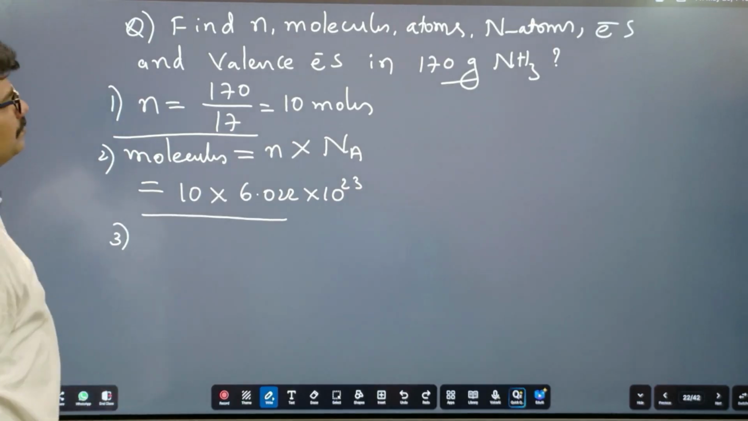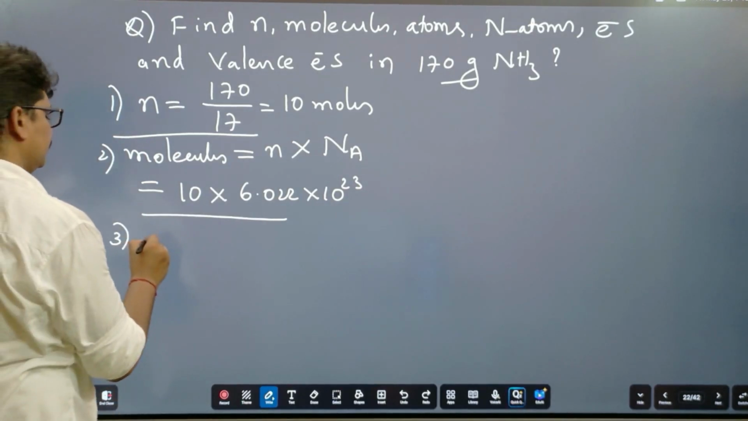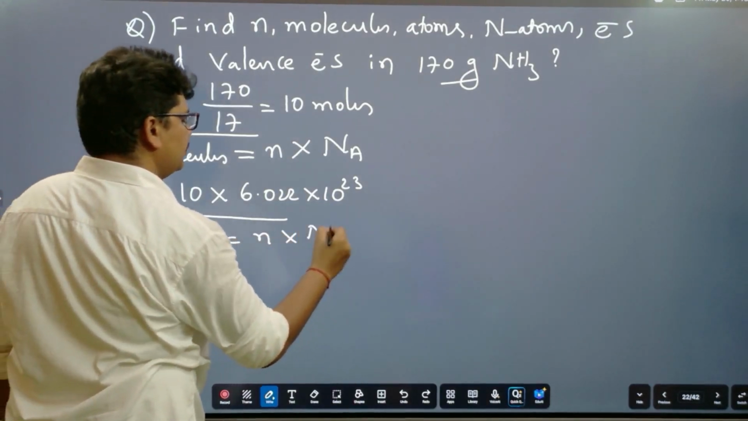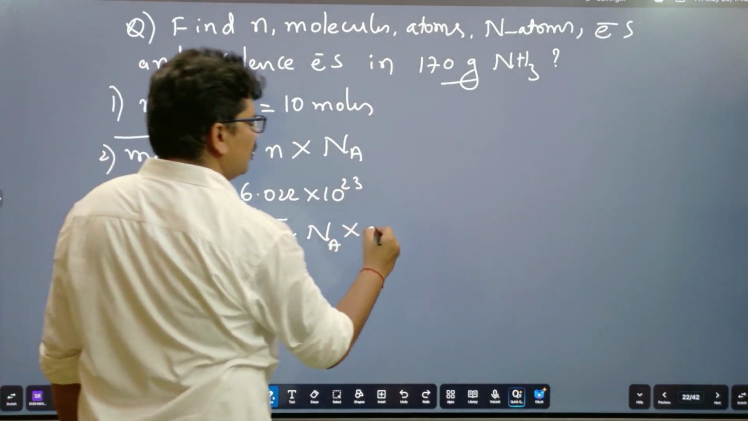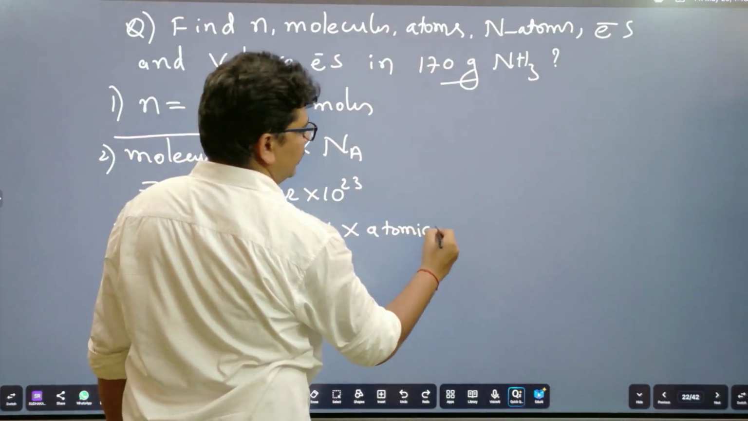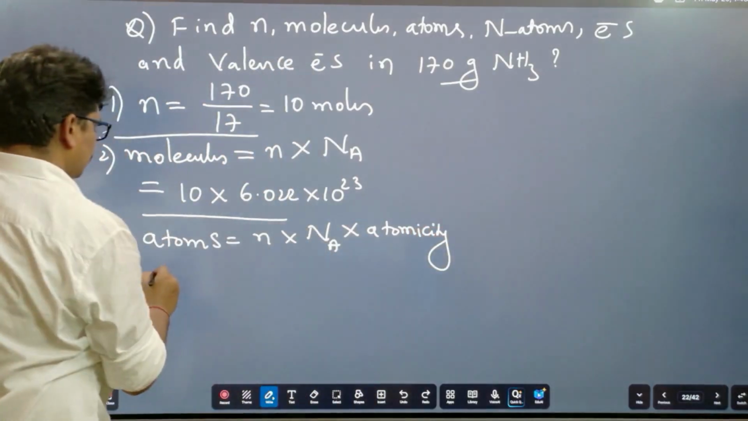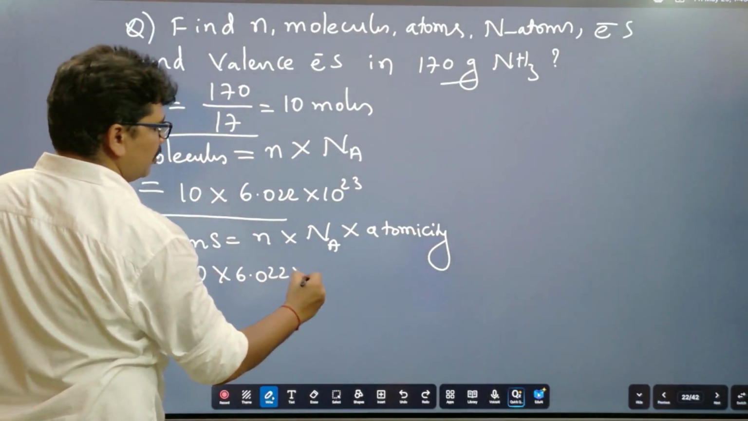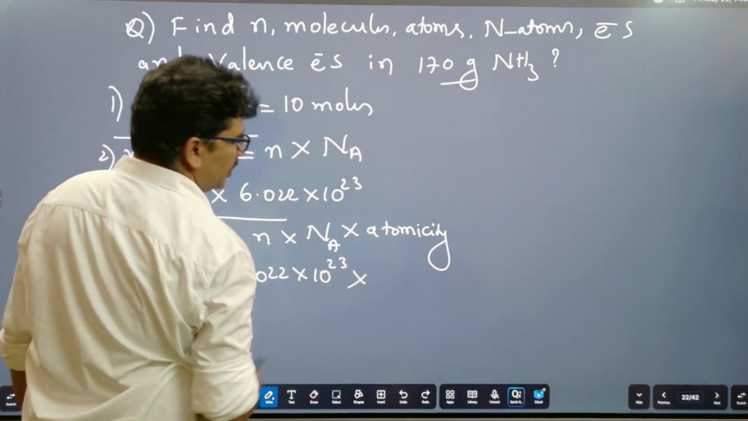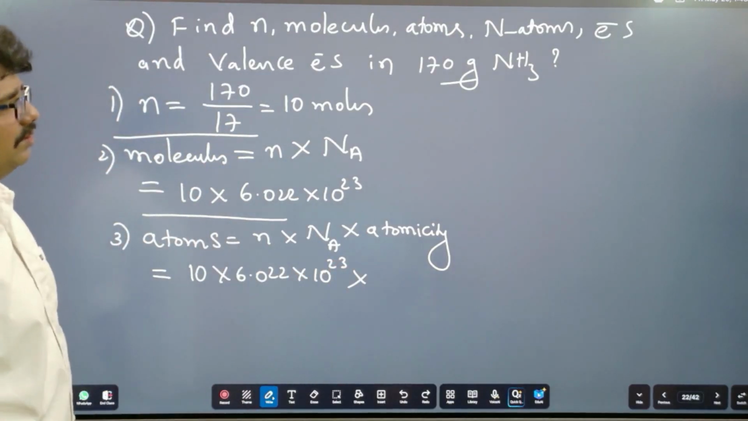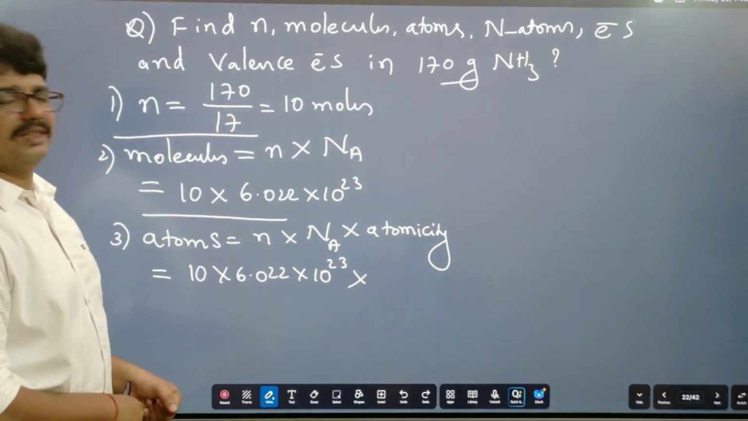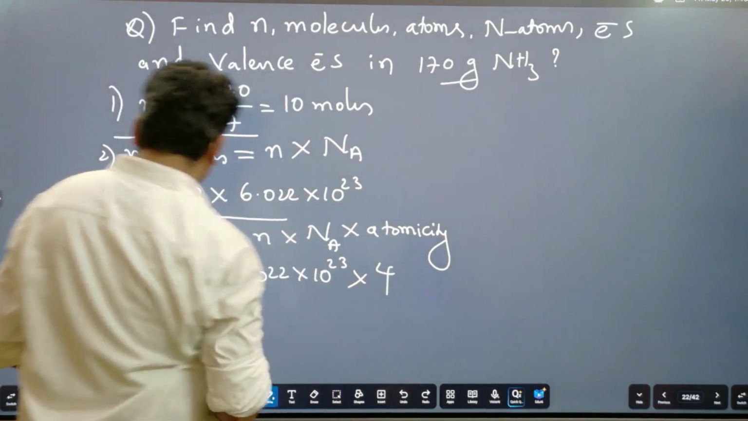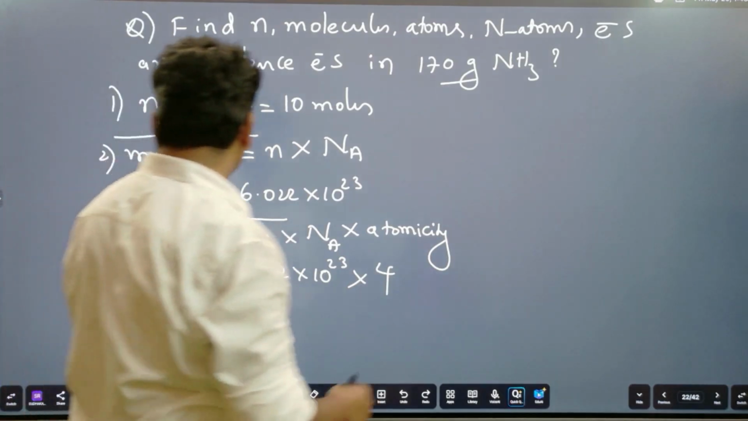Next, coming to atoms. Total number of atoms is equal to moles into Avogadro number into atomicity. Total number of moles 10. Avogadro number 6.022 into 10 power 23. Atomicity, number of atoms in one molecule. Nitrogen is one atom and 3 hydrogens are there. So 3 plus 1, 4. Atomicity is 4. So by simplifying this, you will get total number of atoms.